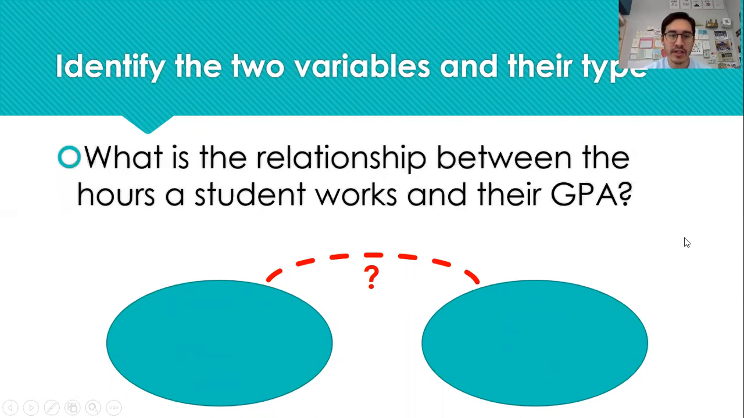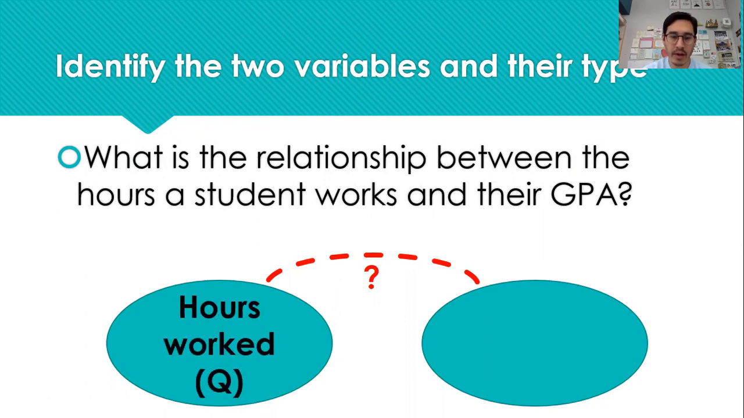All right, this question says, what is the relationship between the hours a student works and their GPA? All right, so this time, one of the variables is hours worked, which is quantitative, right? It's recorded with a number. And the other variable is GPA, again, quantitative. So this, again, is a statistical question looking at the relationship between two variables. It's just now both variables are quantitative. Okay? You may recall the last example was one categorical and one quantitative.